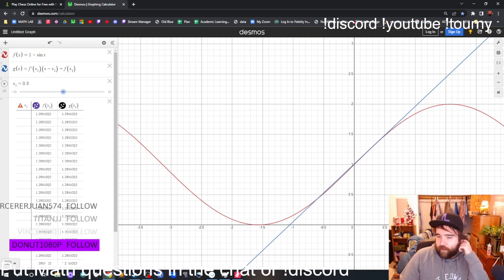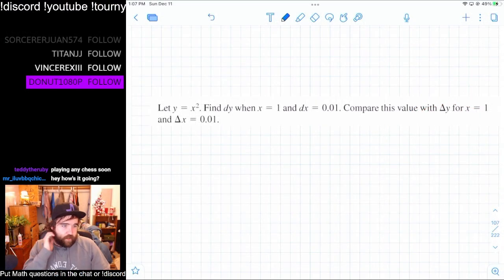Well, what is the next one actually? Maybe it's a bit of a thinker because it's getting into the other section of this, being differentials. So let y equals x squared. Find dy when x equals 1 and dx equals 0.01. Approximate this value with delta y for x equals 1 and delta x equals 0.01. What is the idea of that?